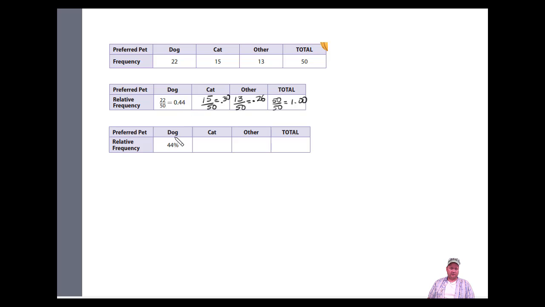And 0.44 as a percent is just 44%. So 44% of the people preferred a dog, and 30% preferred a cat. That comes from the 0.30, and you guessed it, 0.26 becomes 26%. And if you add up all the percents, 44 plus 30 is 74, plus 26 is 100, and we have to account for 100% of all the people that we involved in our survey.